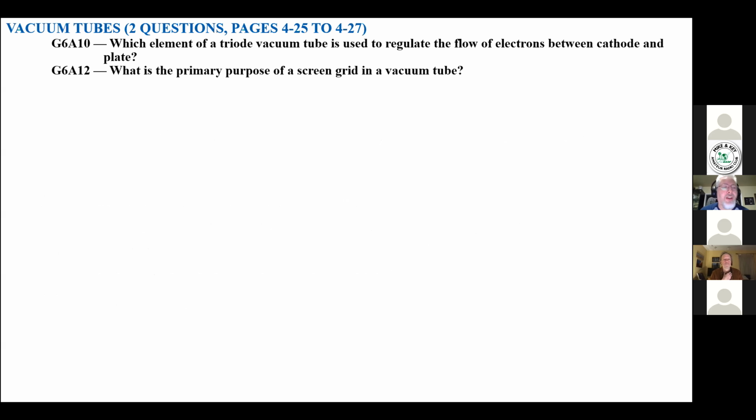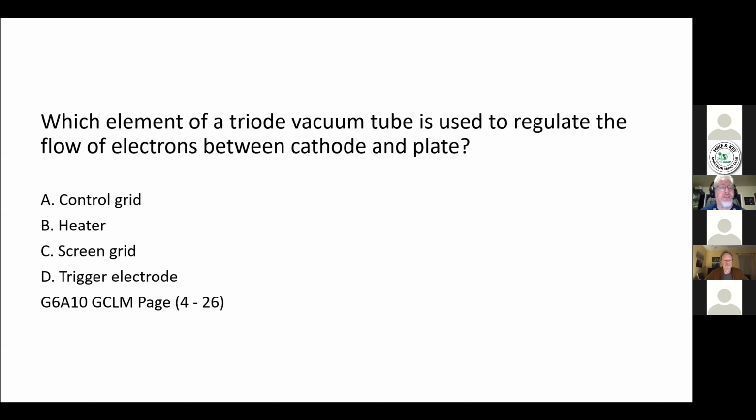Ooh, vacuum tubes. Old school. Which element of a triode vacuum tube is used to regulate the flow of electrons between the cathode and the plate? A, the control grid. B, the heater. C, the screen grid. Or D, the trigger electrode. I'm thinking alpha, the control grid. Control and regulate.